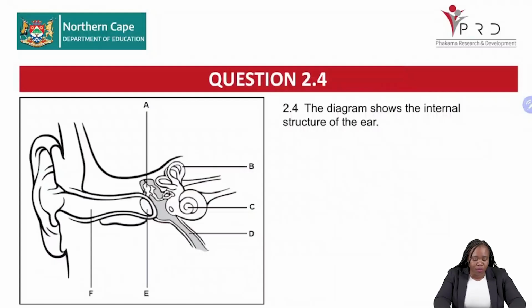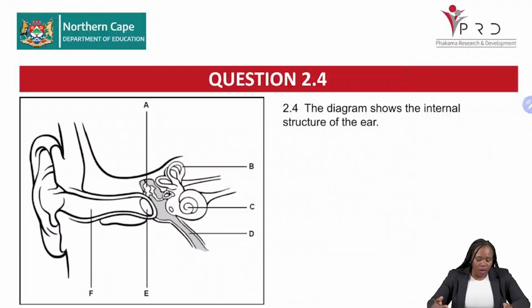Okay, now we have 2.4. The diagram shows the internal structure of the ear. Like I've been saying, when you are looking at these parts, be able to label the part, be able to give functions for the different parts, and therefore you will have a good flow when answering these questions, because you already know what this part is, what this part does, and so on. Then you will easily be able to answer any question that you get.